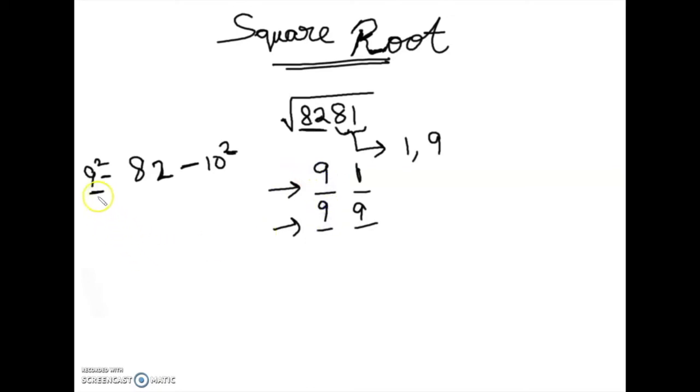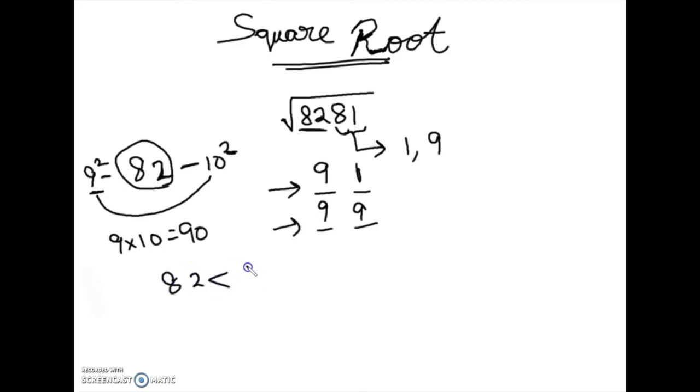Now to pick one out of these, you should multiply 9 with 10. So 9 tens are 90. Compare this value with 82. 82 is less than 90, so you are supposed to go with the smaller number out of our possibilities. What is the smaller number? 91 is the smaller number, so that is going to be our answer. The square root of 8281 is 91.